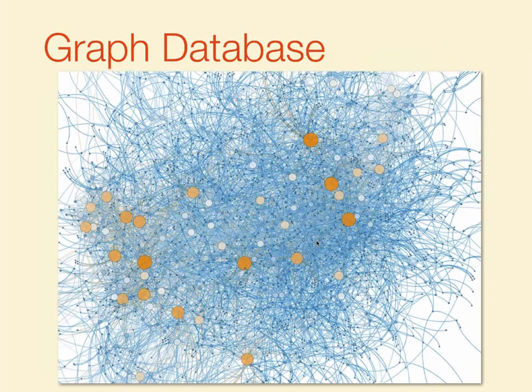We do this by building a very large graph database. We take all of our family trees, all of our historical records, everything that we know about people in MyHeritage, and we make these connections between all these individuals.